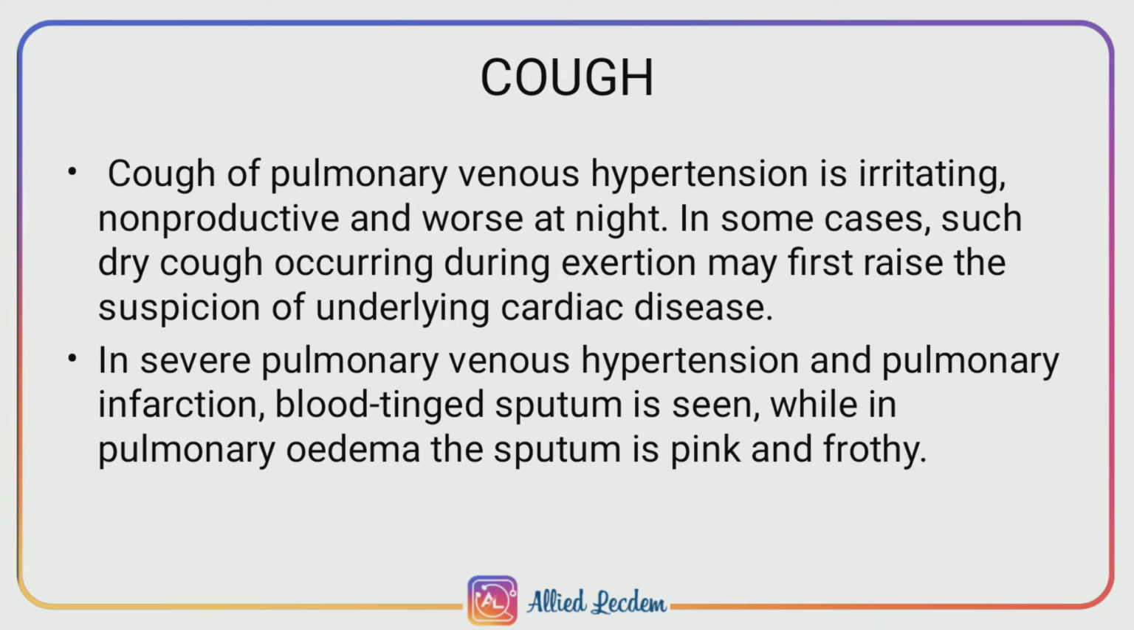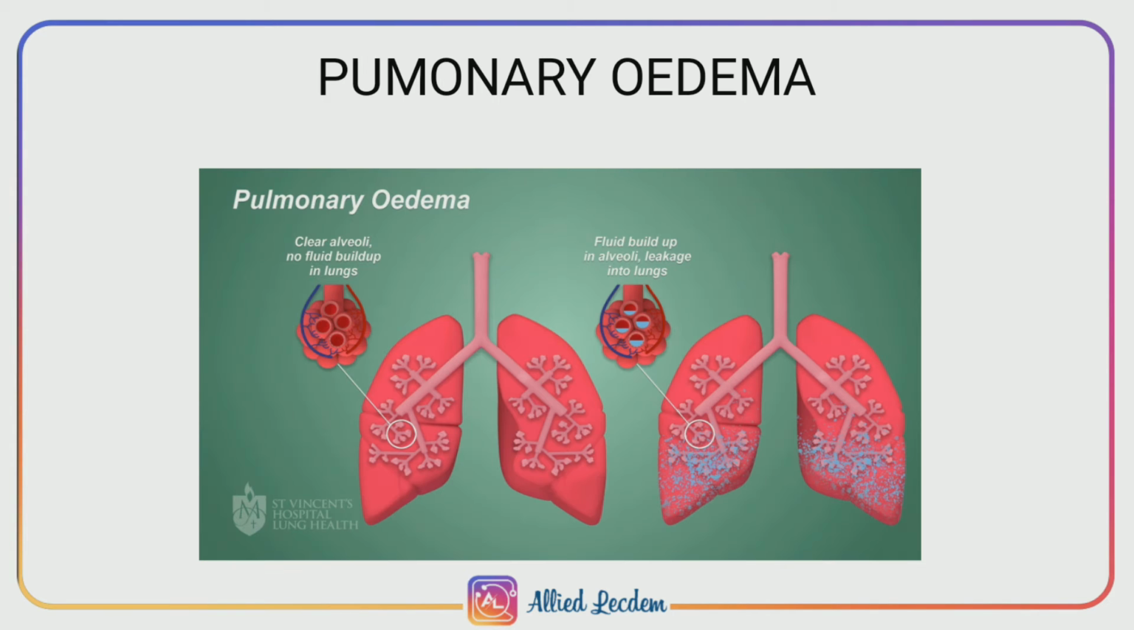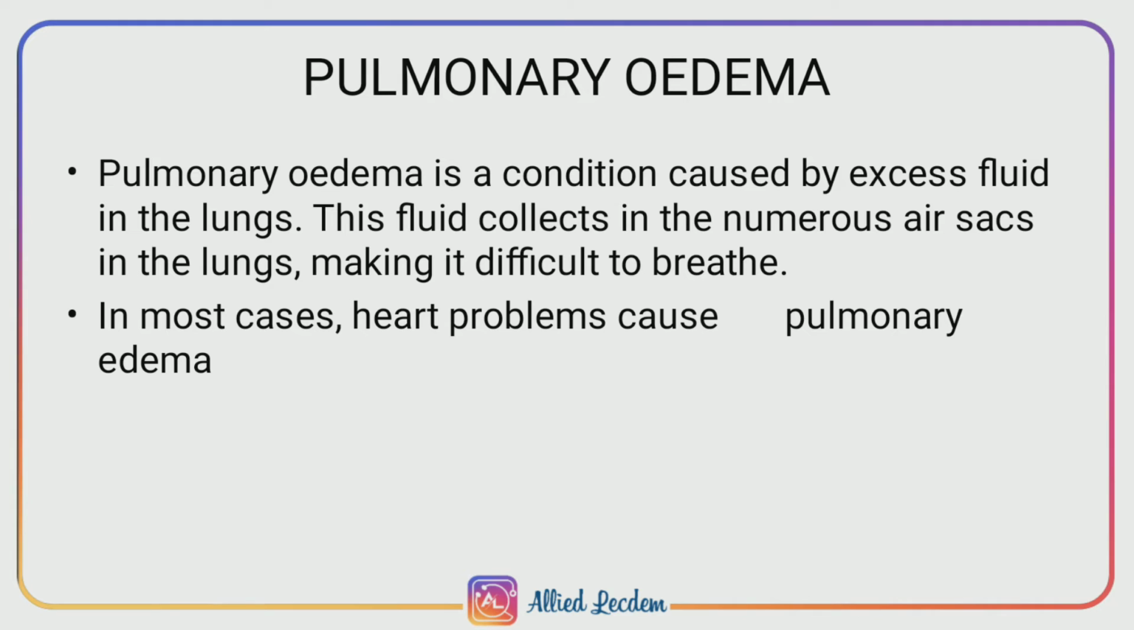In severe pulmonary venous hypertension and pulmonary infarction, blood-tinged sputum is seen, while in pulmonary edema, the sputum is pink and frothy. Pulmonary edema. It is a condition caused by excess fluid in the lungs. This fluid collects in the numerous air sacs in the lungs, making it difficult to breathe. In most cases, heart problems cause pulmonary edema.